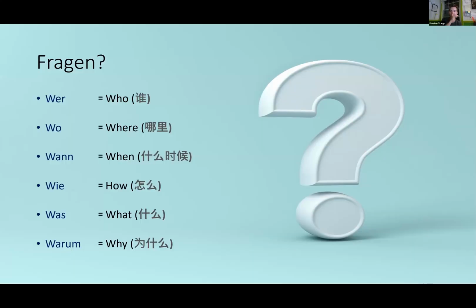So let's start with Fragen. Fragen is questions, and these are the question words. I actually wrote them down in Chinese, pardon me for any mistakes there, but we'll start. These are the words that all questions are based off, or all questions start with.